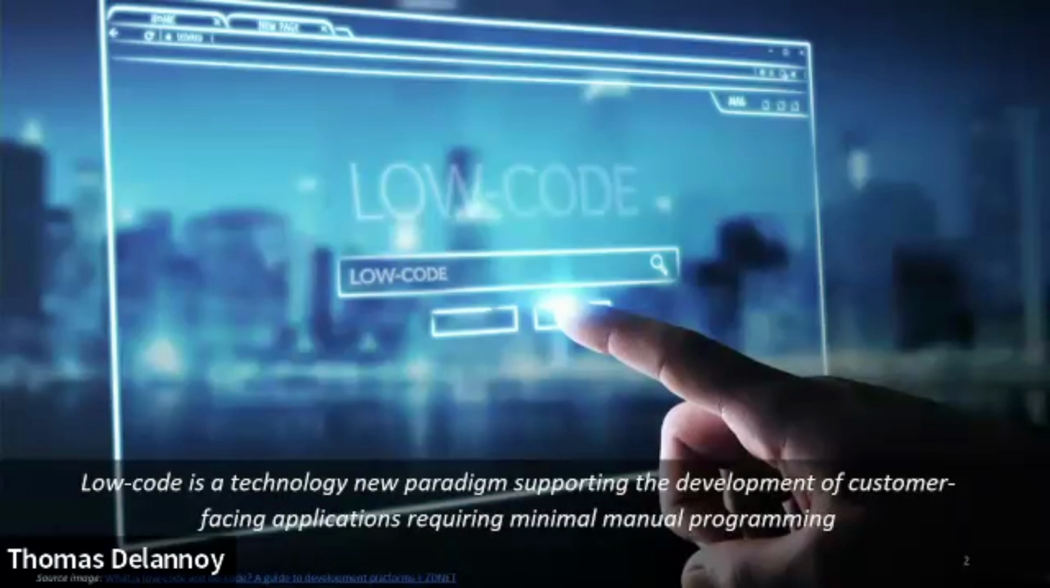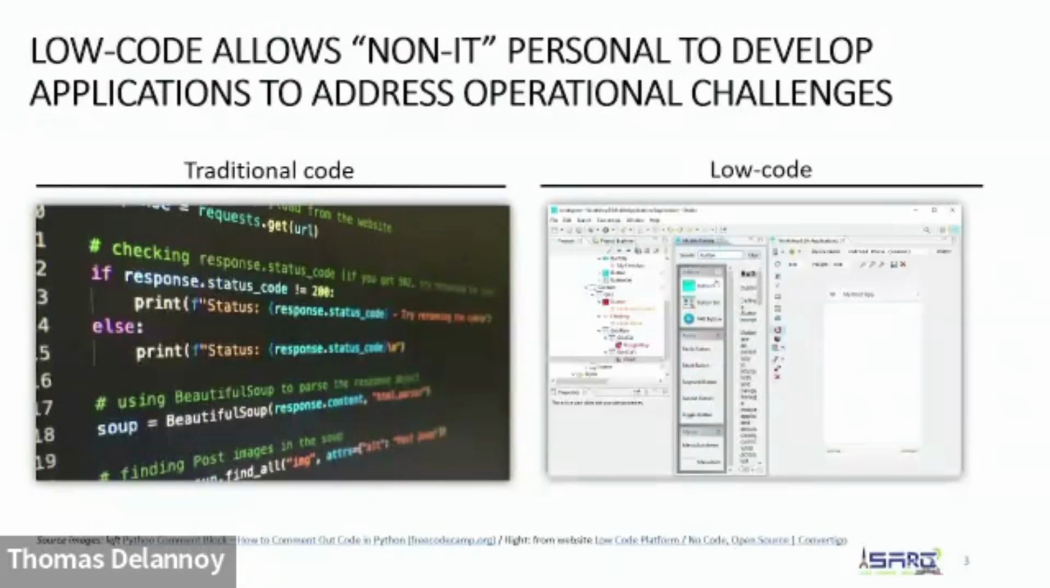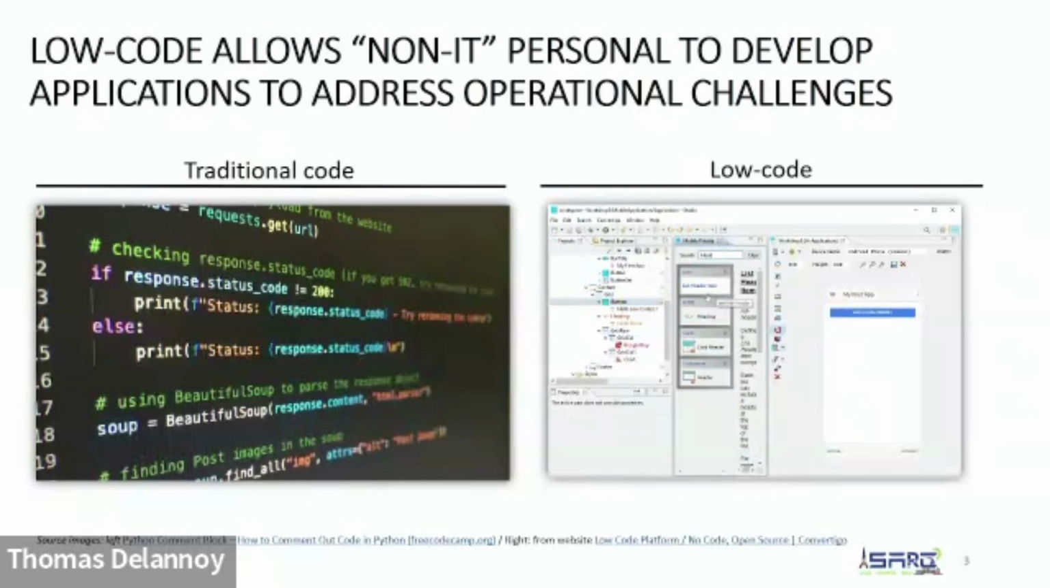Low-code is a new technology paradigm that supports the development of customer-oriented applications. It seeks to reduce the amount of manual programming that we do when developing an application. What it means in practice is that when we want to develop an application, we need to program something. We need to know a programming language like Python or Java, for example.